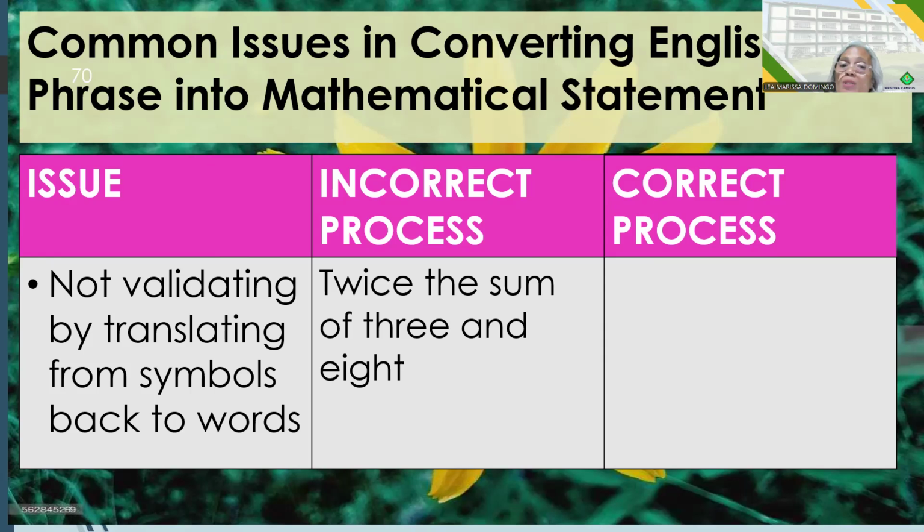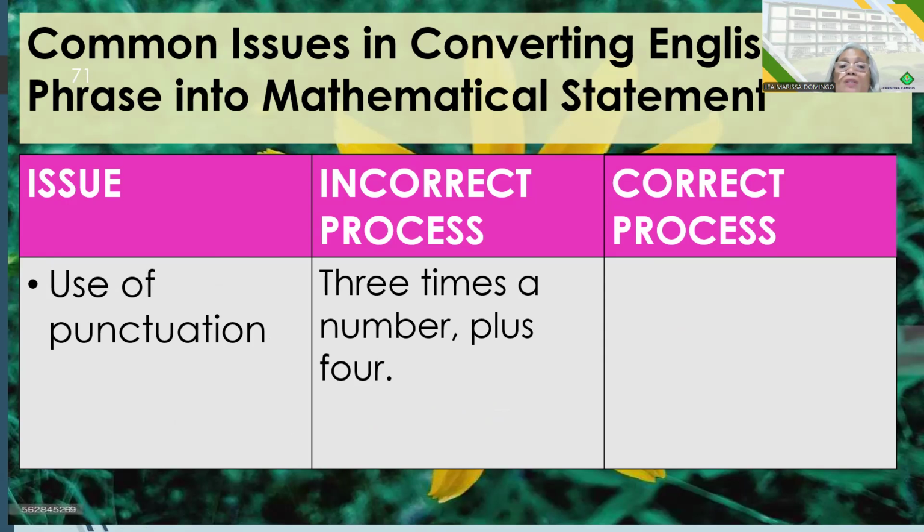Third issue, not validating by translating from symbols back to words. So, incorrect process, twice the sum of 3 and 8. So, 2 times 3 plus 8. The correct processing is 2 times the quantity 3 plus 8. So, add first the numbers 3 and 8 before multiplying them by 2. So, twice the sum of 3 and 8.